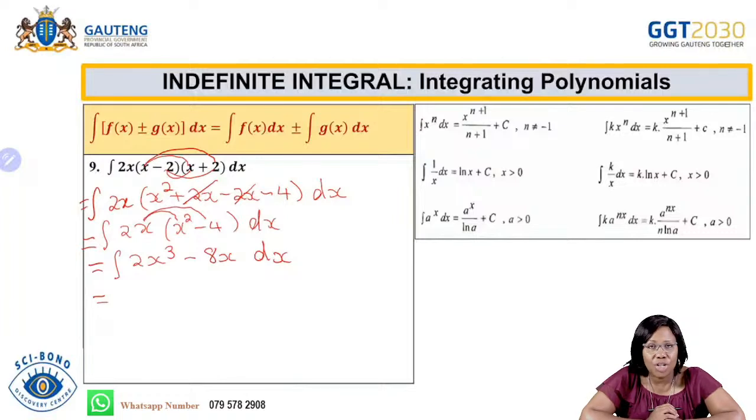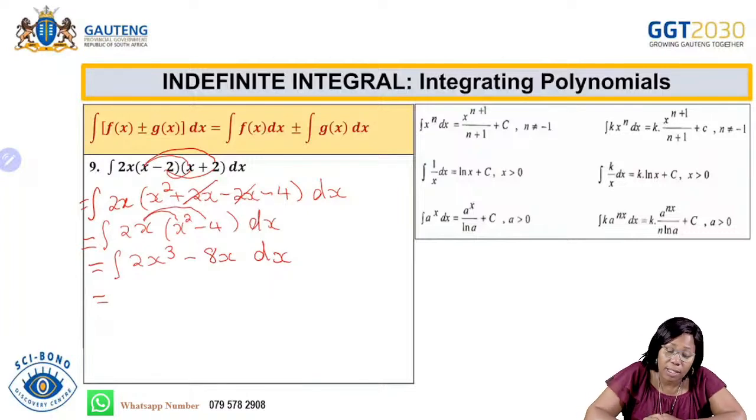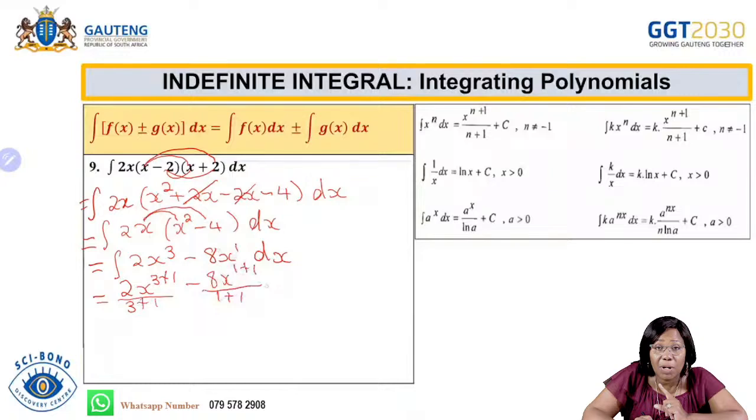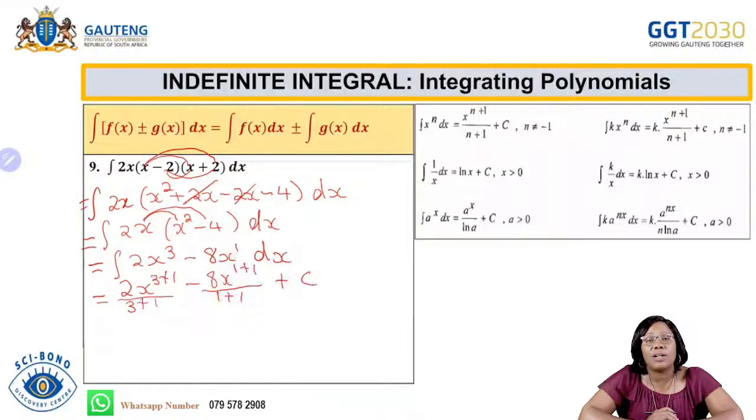But this x is not in the denominator, grade 12. You cannot apply rule number 2. That means for both of them it is rule number 1. Can you see the importance of rule number 1? Yes. Now let's integrate. It's 2x to the power 3 plus 1, denominator 3 plus 1. Minus 8x, 1 is our exponent there, and then plus 1 for integrating, 1 plus 1 denominator. Exactly the same exponent, and the denominator must be the same after integrating, right? And then we have plus c because we have integrated.